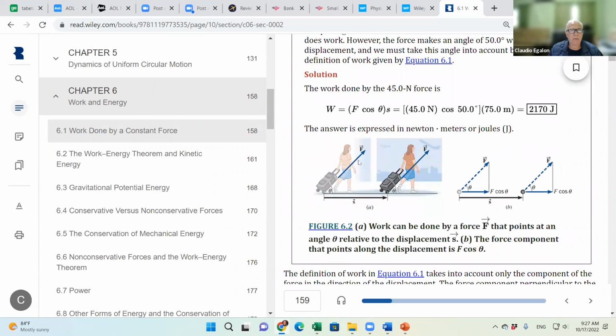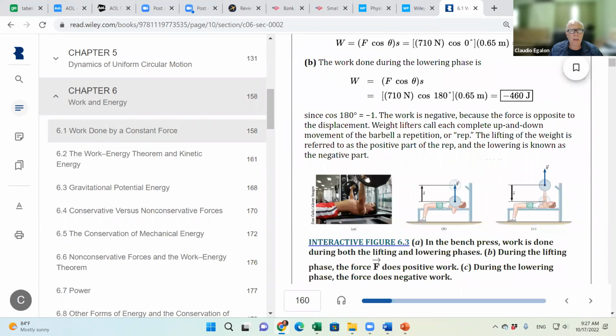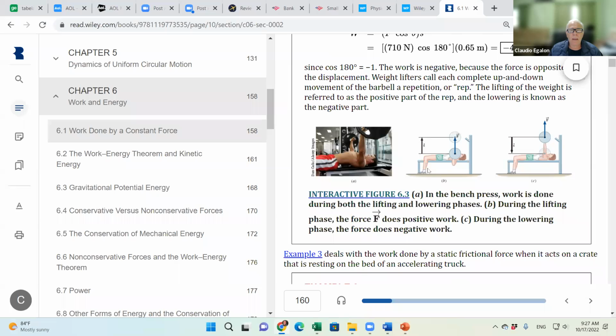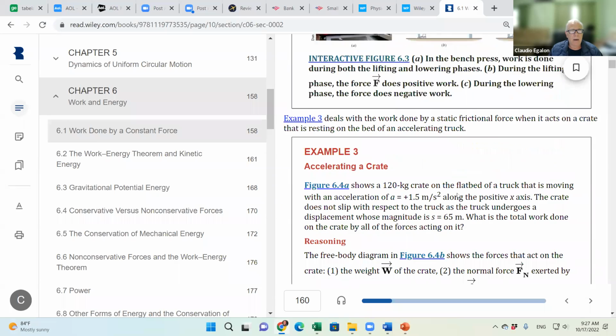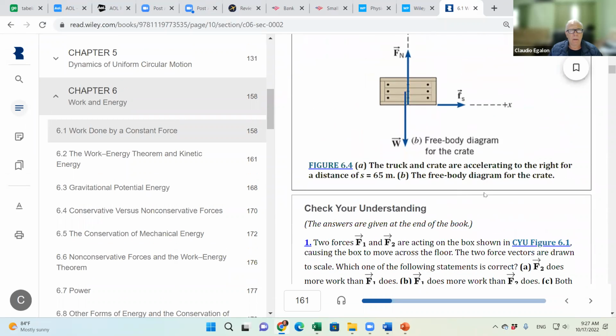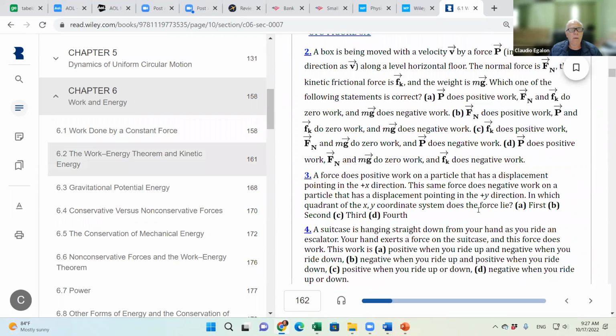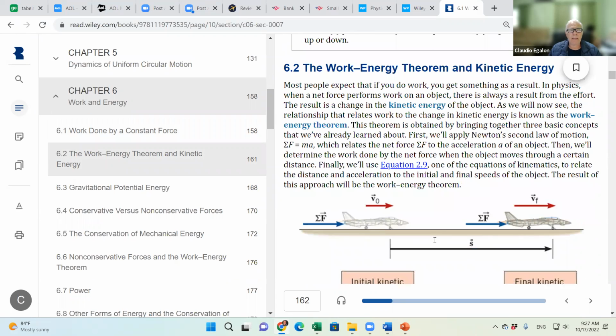Here's the case of the work done by a force that makes an angle with the displacement. You saw something similar in my drawings. And then we have again the work done by this muscle man. He's doing work against the force of gravity. Another case here. Now, what we're going to do is cover the work kinetic energy theorem.